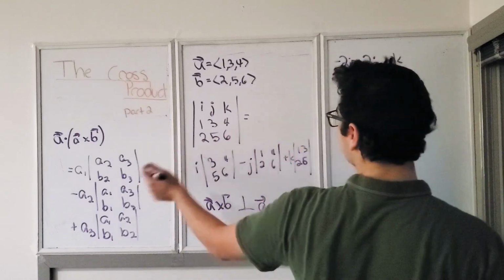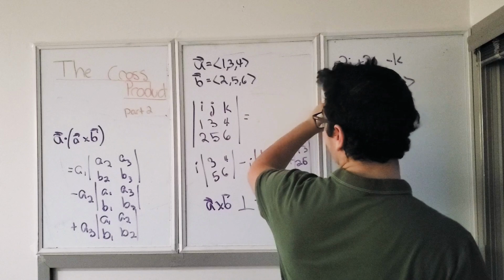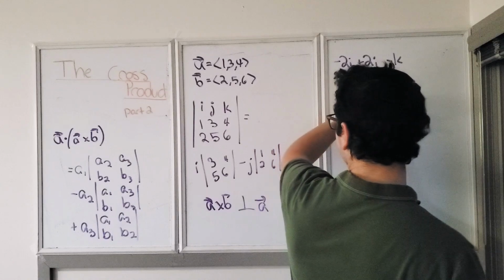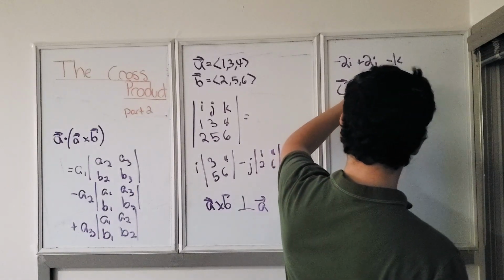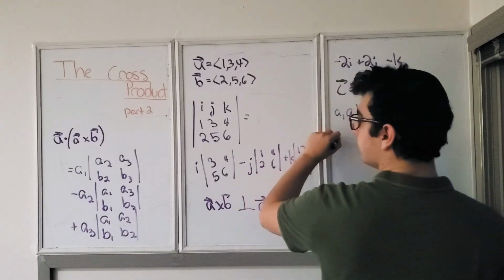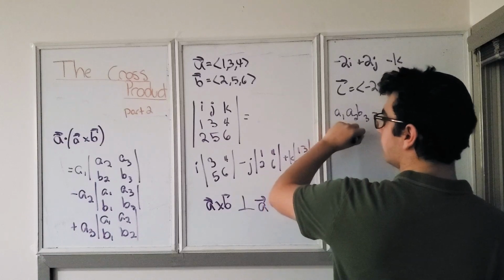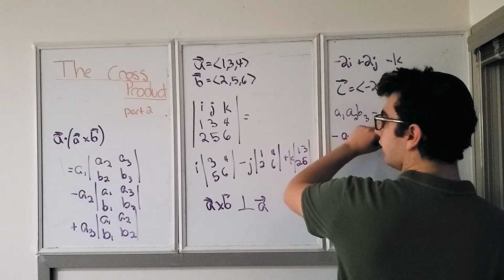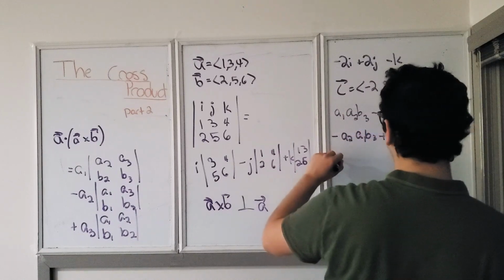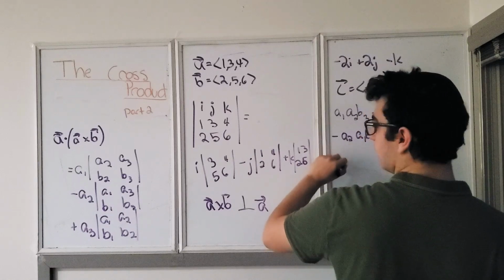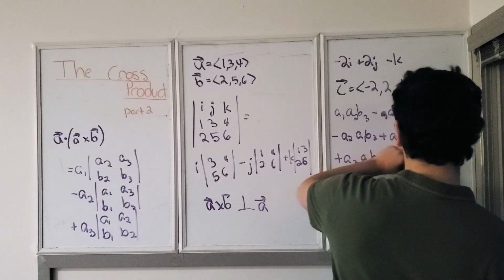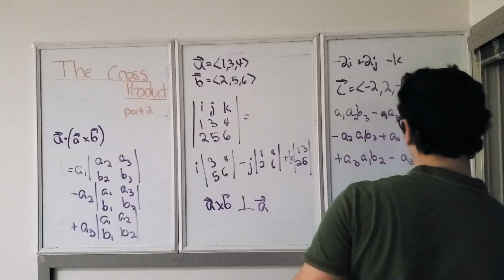So I'm going to say A1, A2, B3 minus A1, A3, B2 minus A2, A1, B3 plus A2, A3, B1 plus A3, A1, B2 minus A3, A2, B1.